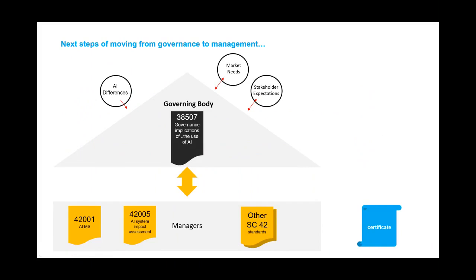So what's next after this governance implication standard? After we have the governance covered and the policies are created, the next level is management. There are a couple of ongoing projects such as 42001, which is looking into AI management systems, and 42005, which will discuss AI system impact assessment. After all of these projects are completed and rolled out, that will be a pathway towards having the first certification for AI systems, which is one of the things that a lot of organizations in the industry are expecting.